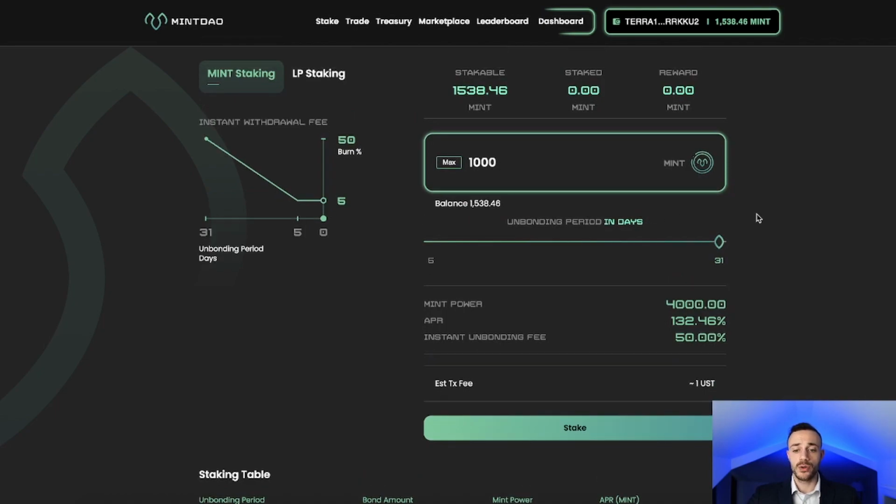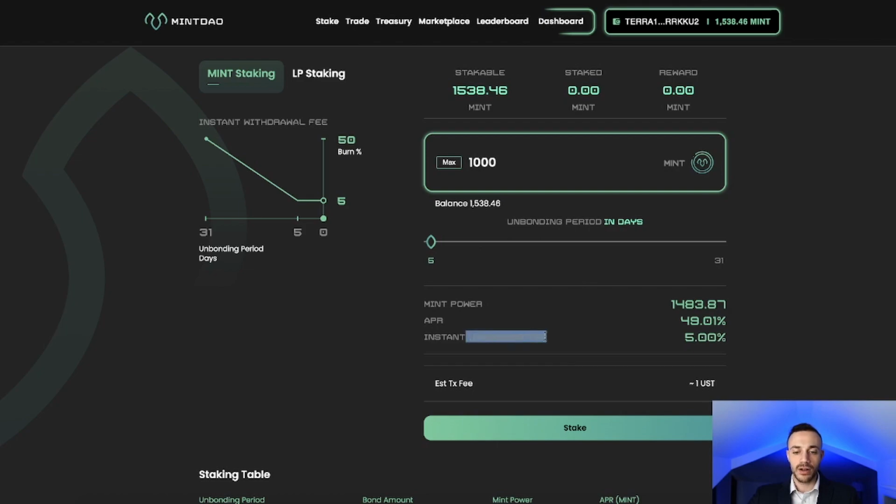And now what we have to do is select the unbonding period, because when we stake our tokens, they are bonded, so they're not liquid. We have the option with MintDAO to select our unbonding period. So when we go to unstake, this is the amount of time it takes for our tokens to become liquid again. The maximum unbonding period is 31 days, and the minimum is 5 days.